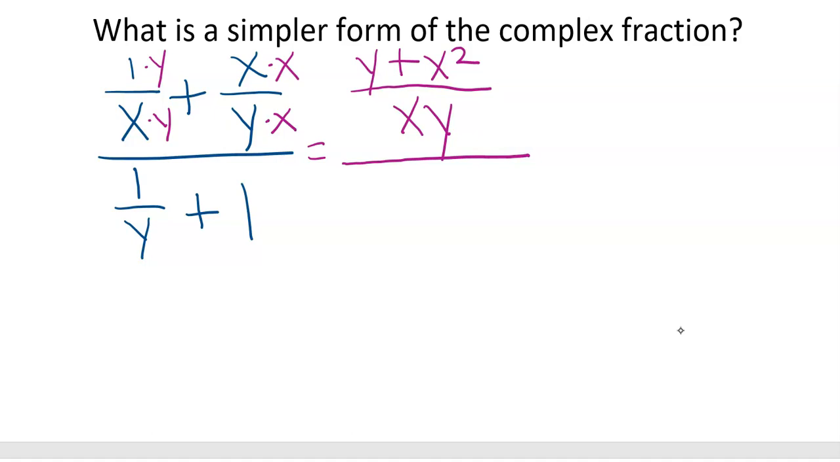The denominator, you'd have a y for the least common denominator. The first one already has a y down there, so the second one you'd multiply by y over y. So it looks like 1 plus y.